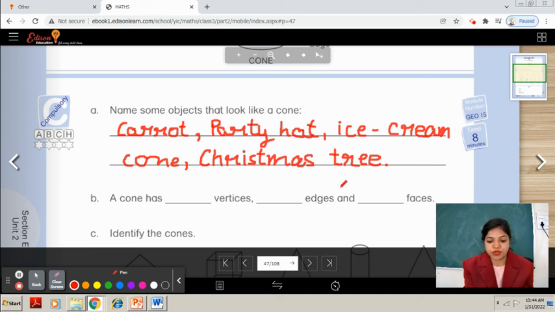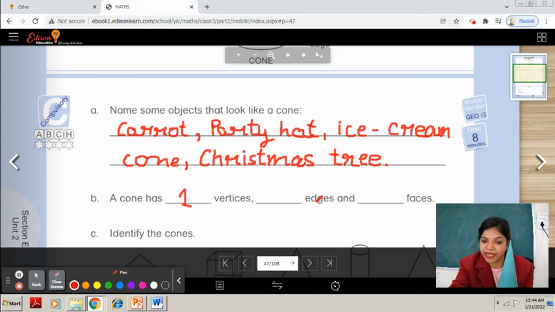Now you can see, students, I have shown you this cutout. Yes. Where the two lines meet, that point is called vertex. And a cone has only one vertex. You can see this is the vertex. So we will write, a cone has one vertex.